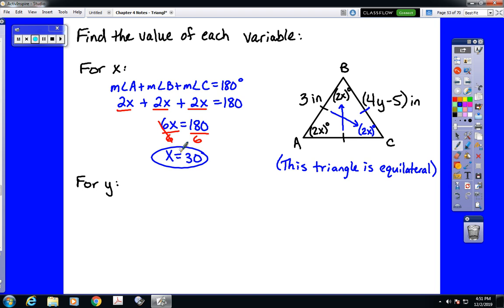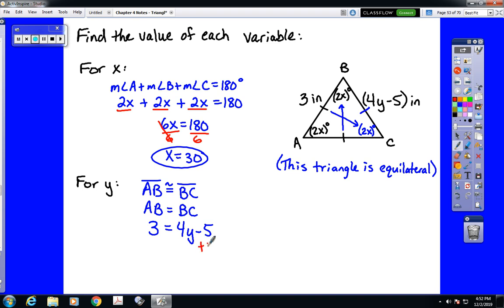Now for y, it's a little bit trickier, I think. Maybe you disagree. In that picture, we have now managed to mark that AB is congruent to BC, which means that the length of AB is equal to the length of BC because that is the definition of congruence. In the picture, AB is 3 inches long and BC is 4y minus 5 inches, which means that 3 has to equal 4y minus 5.